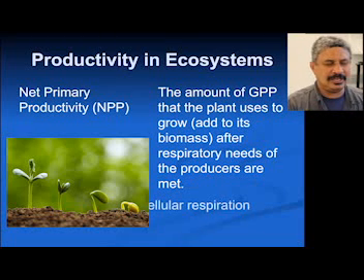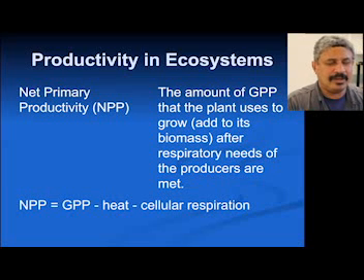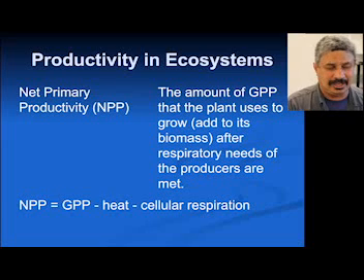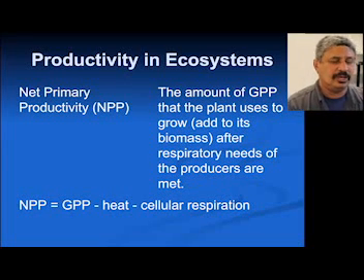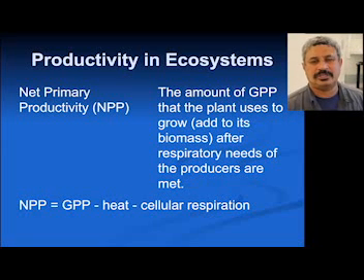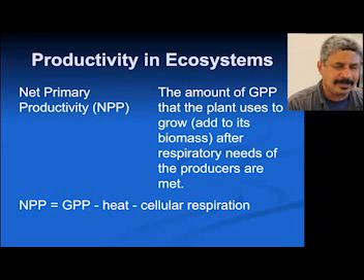And again, this is the gross primary productivity minus, well, what do we have? Well, from the last worksheet, we know that we lose a certain amount of energy to heat, and we lose a certain amount to cellular respiration. So after I deduct those two things, that is what's left for the plant to use to grow, to use for its own needs.